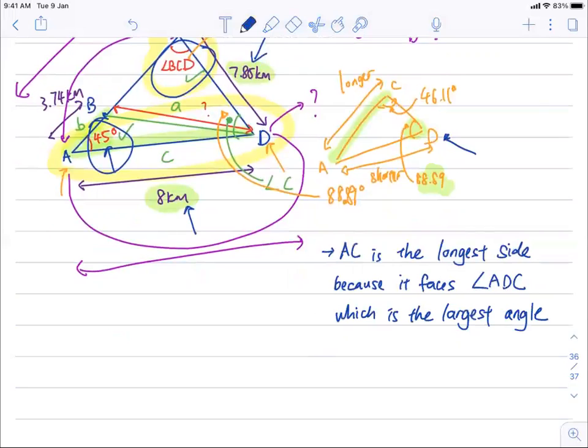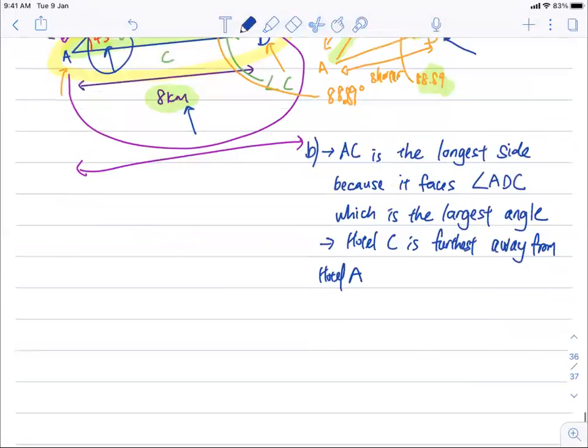And then, since we know that AC is the longest side, right? And this is hotel C, therefore, hotel C is furthest away from hotel A. Okay, so we have done part B. Now we can move on to part C.